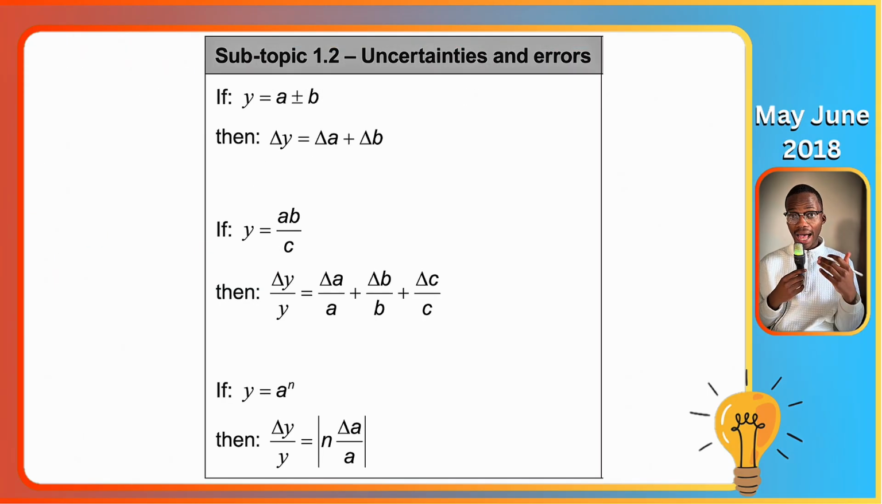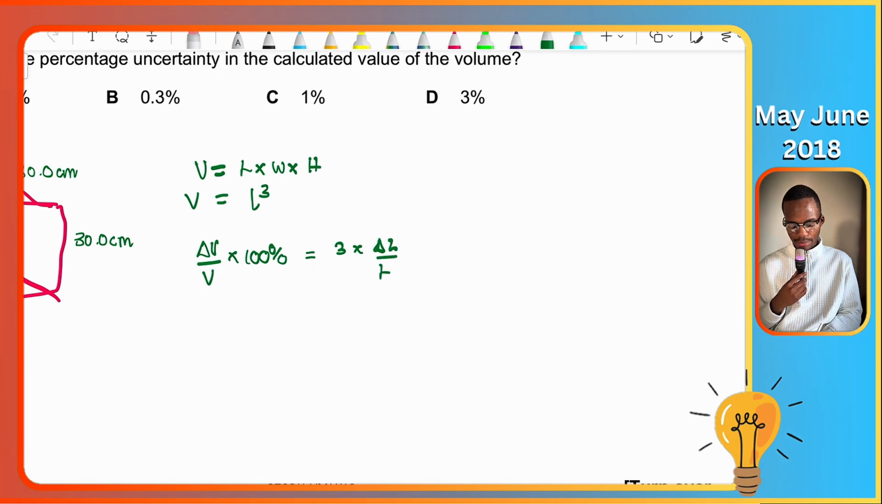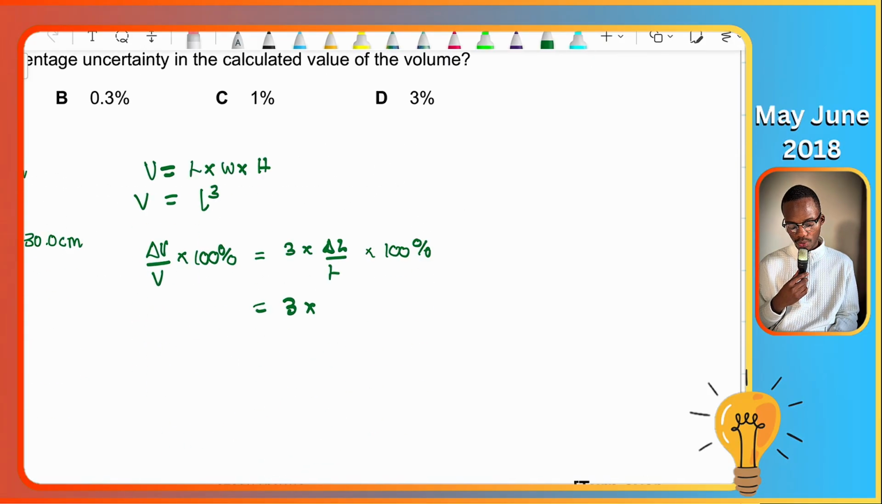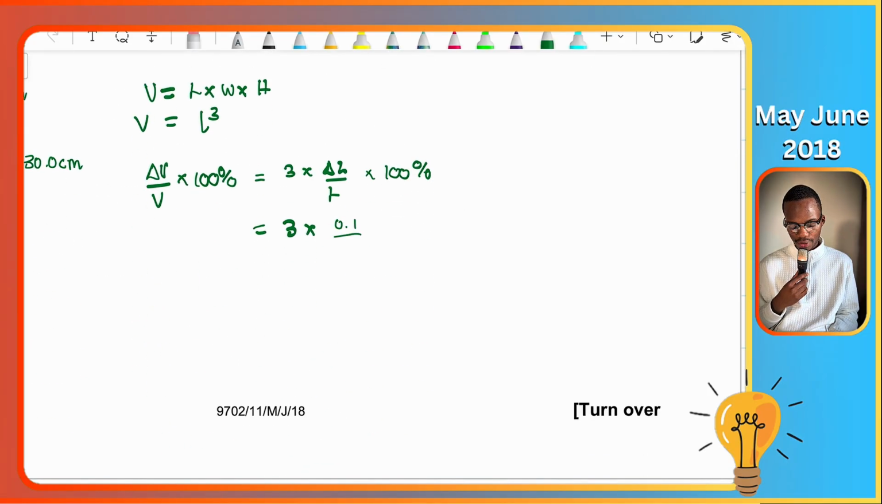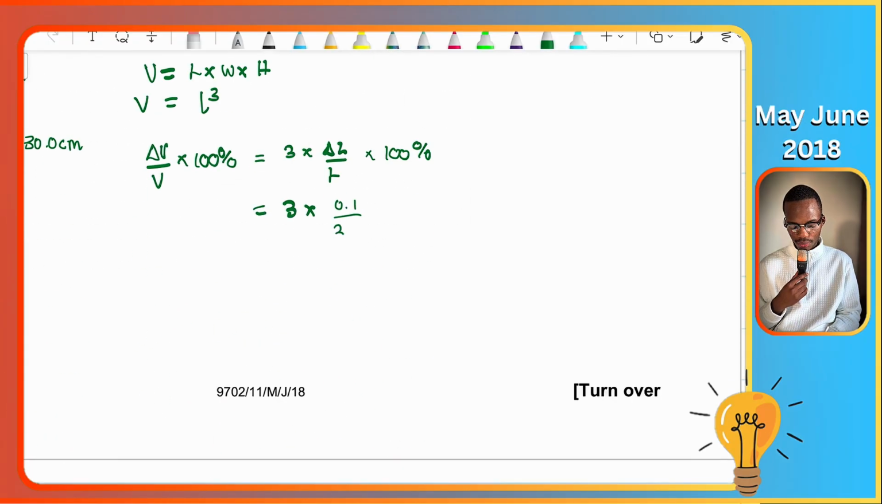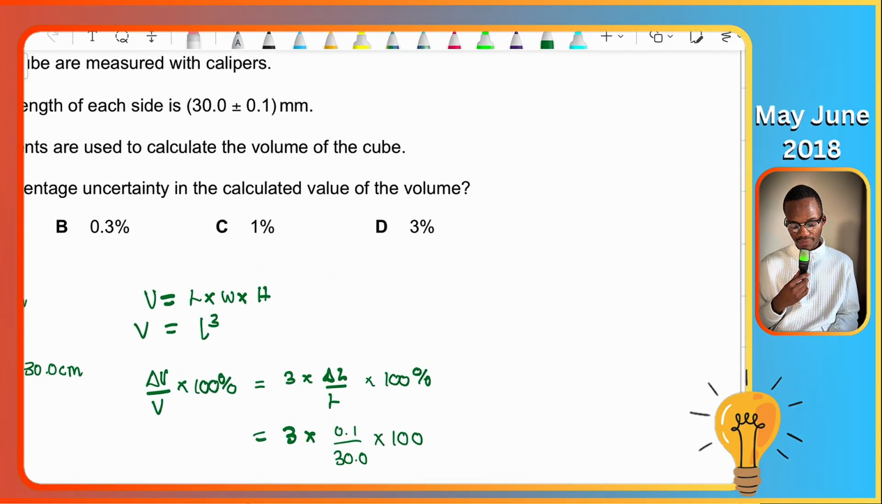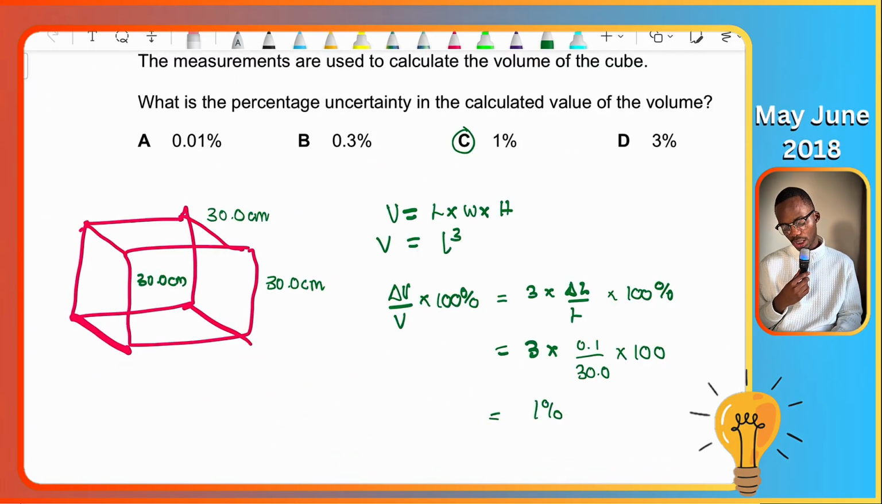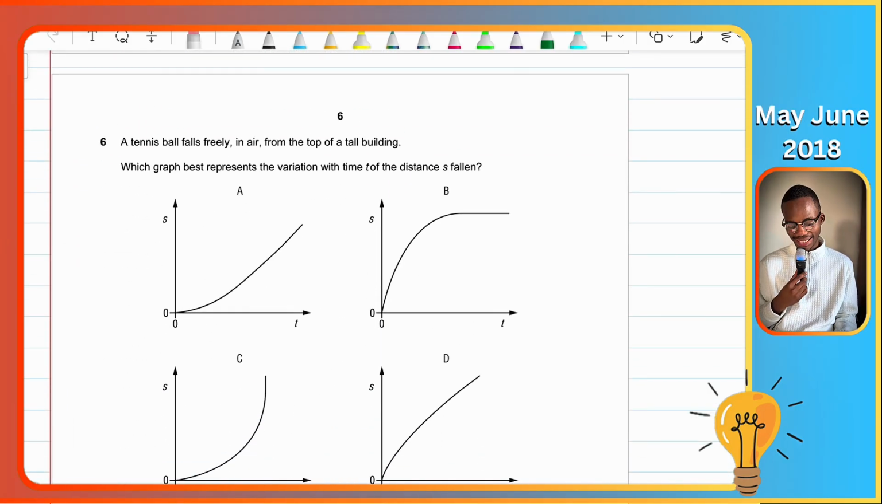We have 3 laws for uncertainties. So we're going to use the third one, where we have 3 times delta L over L times 100%. So we're going to have 3 times 0.1 over 30.0 times 100. And if you do the math, that's going to give you 1%. So the correct answer is going to be C. Okay. Move on to question number 6.